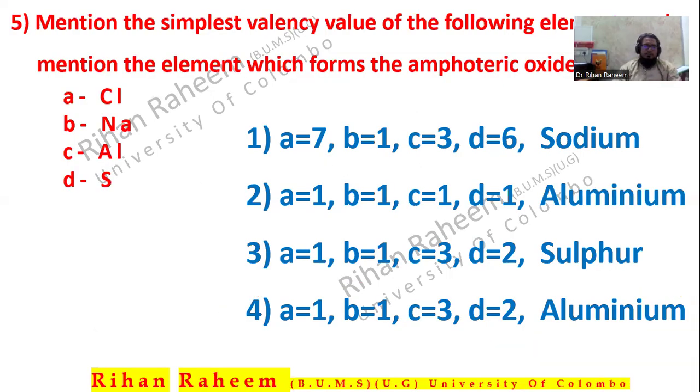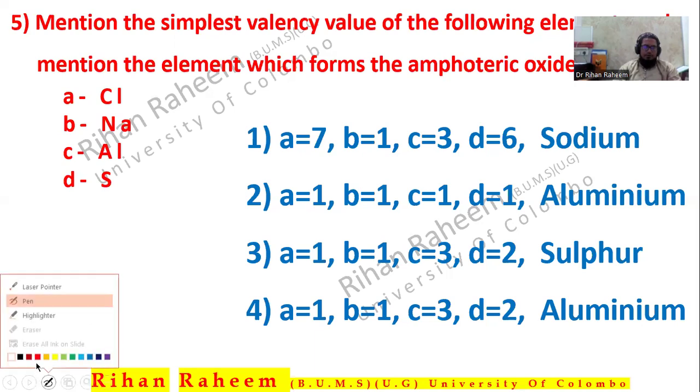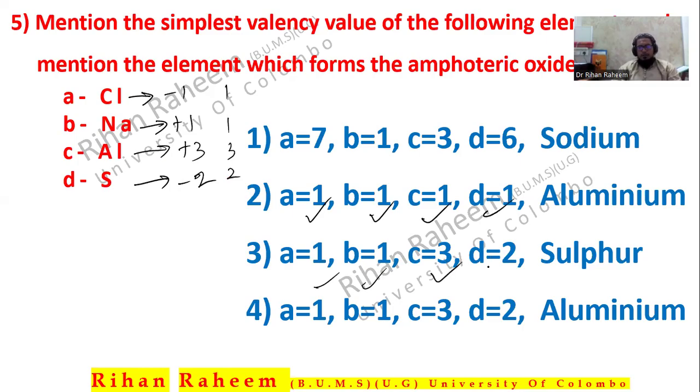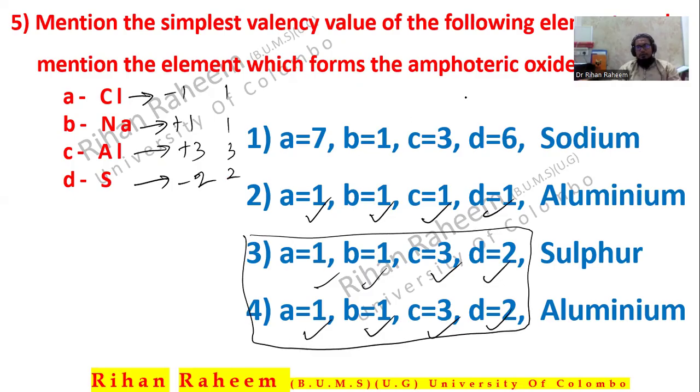So now you have the periodic table at hand. Chlorine will form -1, sodium will form +1, aluminium will form +3, sulfur will form -2. So 1, 1, 3, 2. Wrong is 1, 1, 1, 1. Correct is 1, 1, 3, 2. So valency wise, we have two answers. Then we go to the next part of the question, which forms an amphoteric oxide.